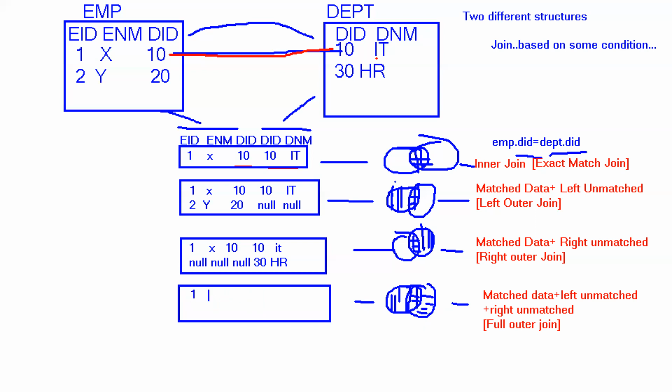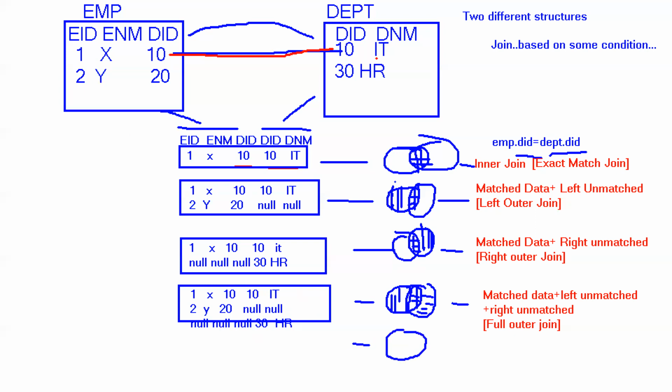1, x, 10, 10, IT. Two, left and right unmatched, right? 2, y, 20, null, null. Next null, null, null, 30, HR. What do you call this? Sorry, full outer join. Matched data, left unmatched, right unmatched.